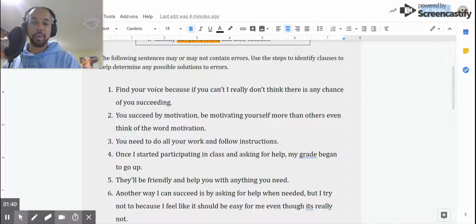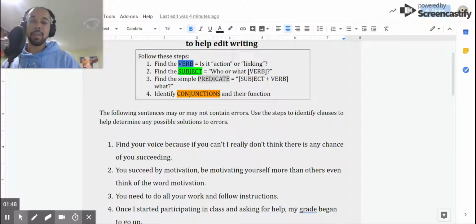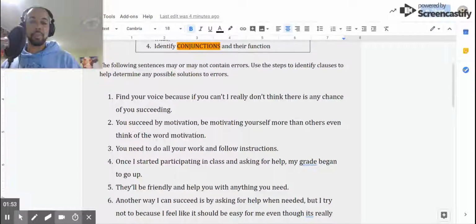Sentence number 3. You need to do all your work and follow instructions. Okay, initially that does not sound horrible, and it's not horrible. It just needs a slight fix. But let's go through the process.